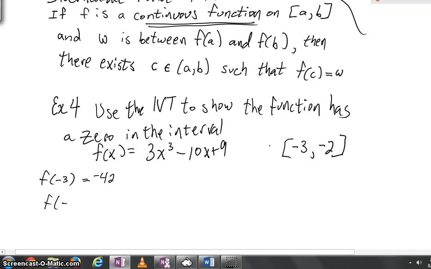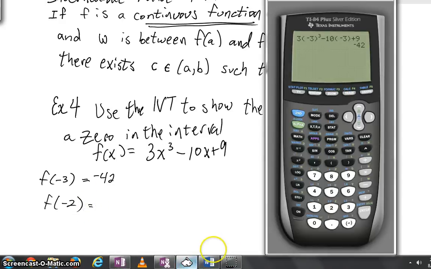Well, what else do we want to do? We should plug in f of -2. Find those two y values at the endpoints. Now, f of -2, take out your calculator. Sometimes kids are like, oh my gosh, if only I could just recall what I just typed in and go over the -3 and replace it with a -2. Do you know that you can do that?